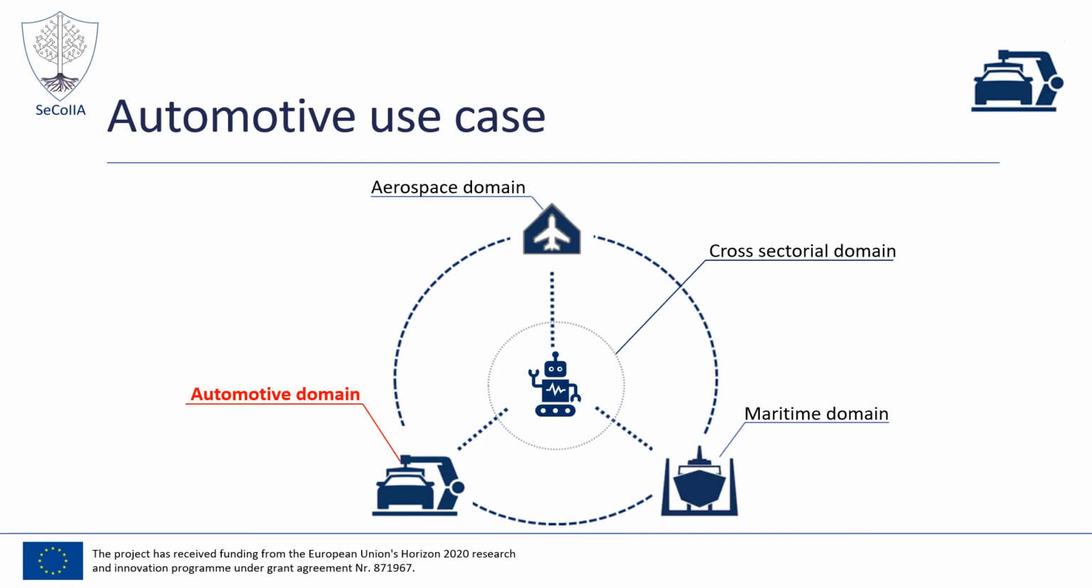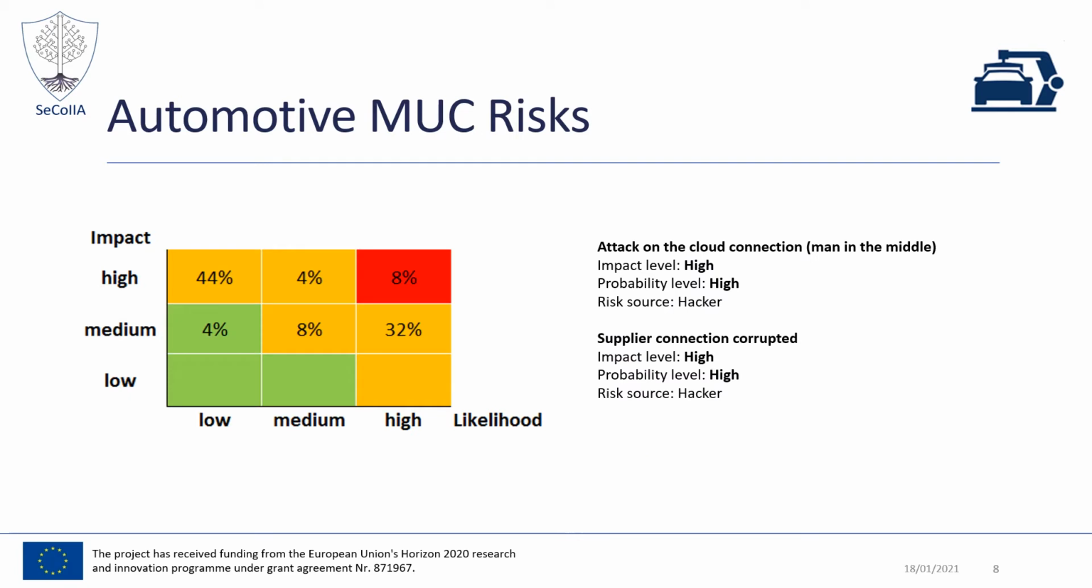Now we will start with the automotive use case. So again, as with the other use case, we started by evaluating risks. You can see already that a high number of risks are on the middle level of the evaluation, and we have 8% of high likelihood and high impact risks that we found for this use case. We have set two examples over there for the whole scenario of attack.